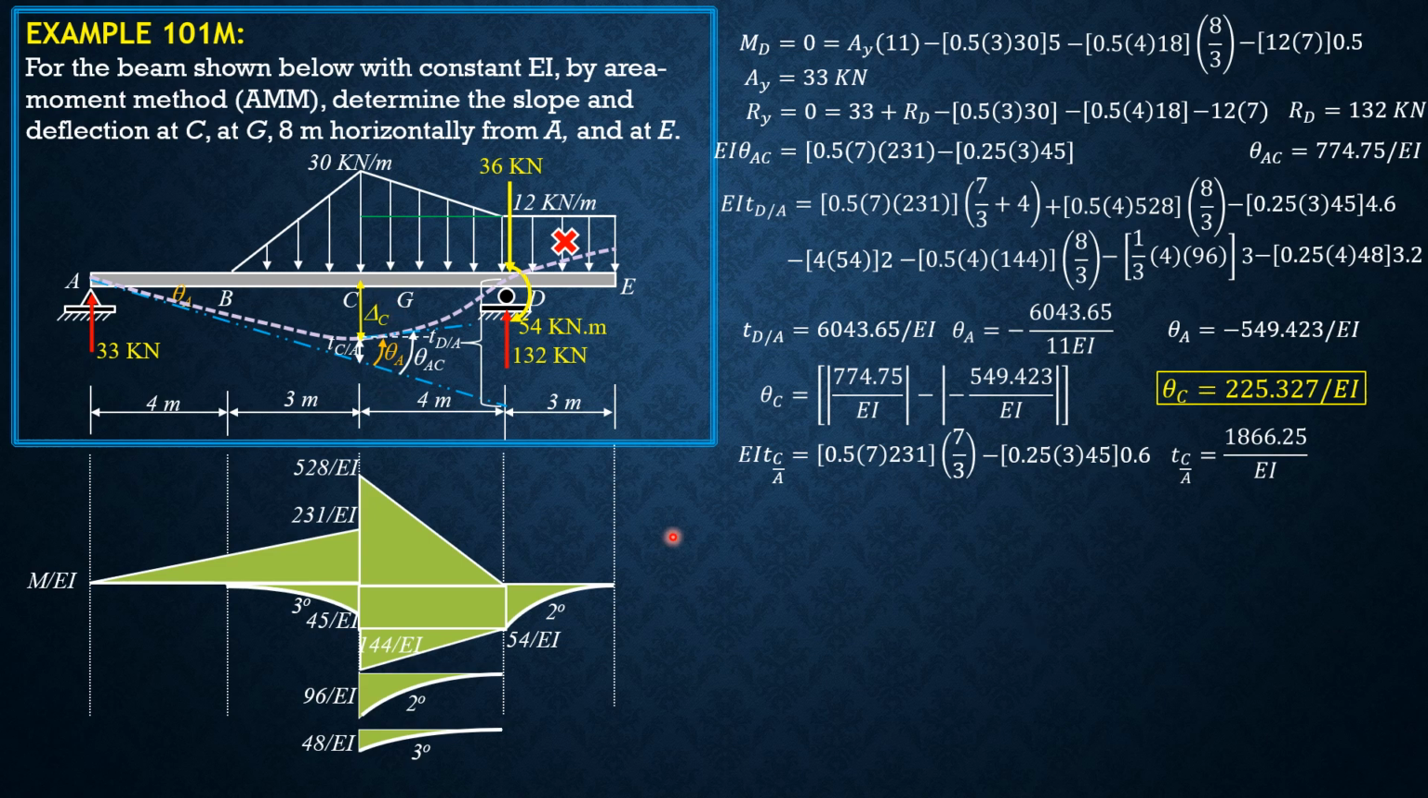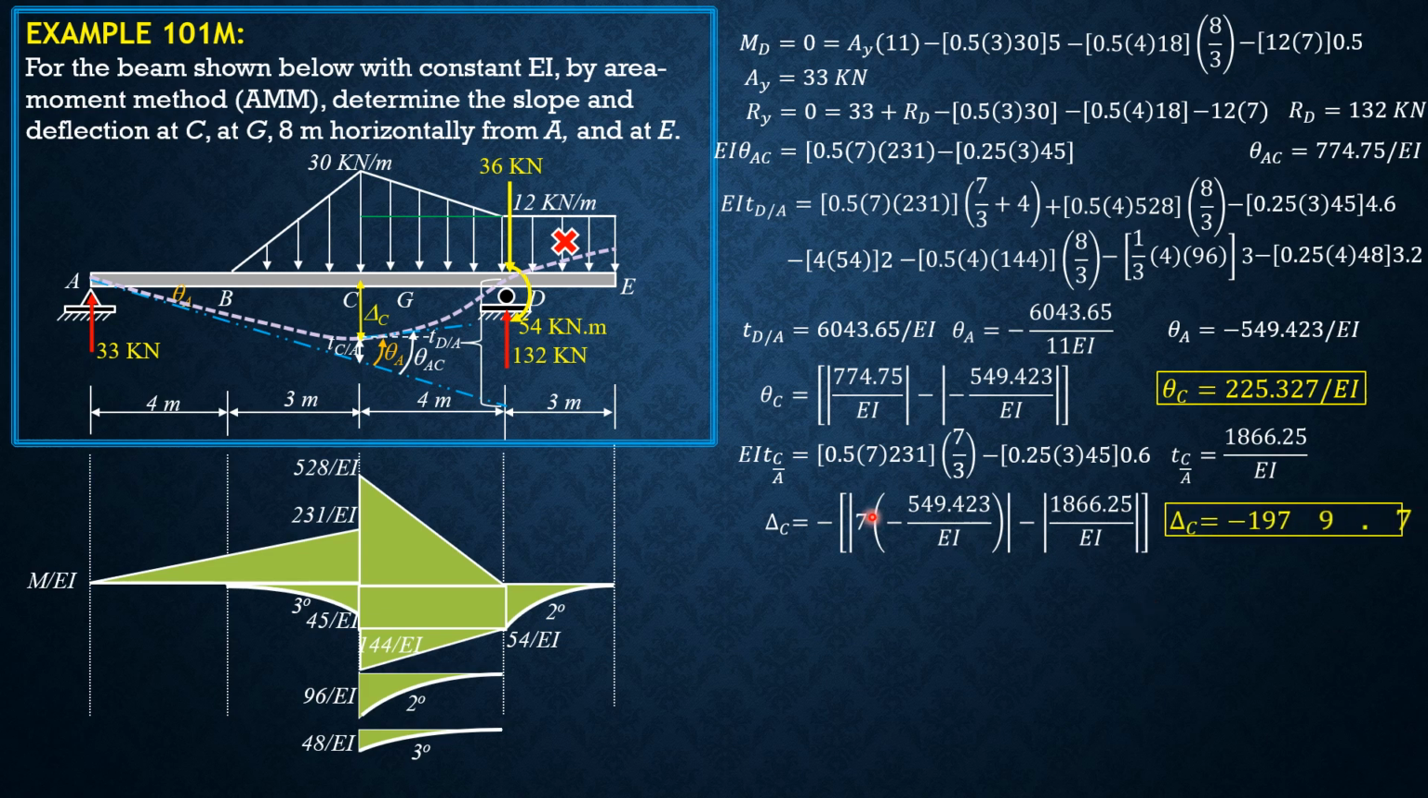Finally, we can compute delta C. So delta C is equal to negative of absolute value of 7 theta A minus absolute value of deviation of C relative to the tangent at A, which is 1866.25 over EI. So delta C can now be computed, negative 1979.711 over EI. Next, we need the slope at D to analyze E as well as G. So to do that, let's compute EI theta CD, because we already know theta C.